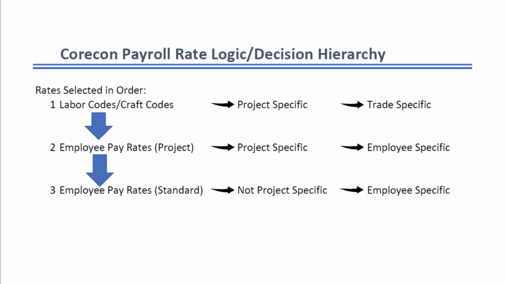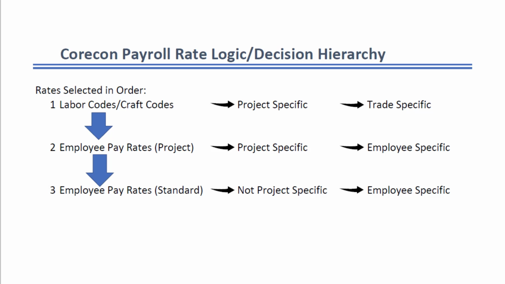Labor or craft codes are project-specific and trade-specific. Therefore, they do not reference an employee's name. An employee rate also can be project-specific, and in that case, the rate is tied to a project. It's also linked to the employee's name. Then there's a standard payroll rate. The standard payroll rate is not job-specific, but is employee-specific.